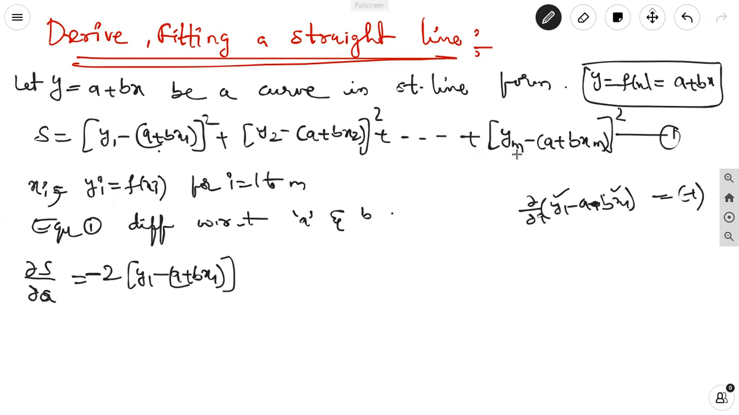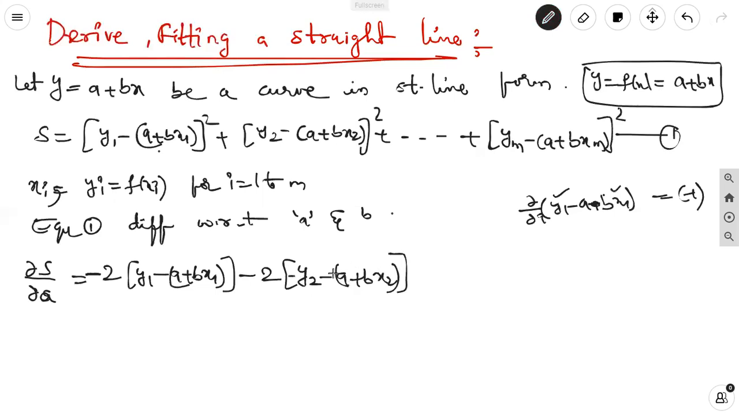In the same way, in all terms we differentiate and get minus 1. In the last term also, we get minus 1. So directly we can write minus 2 into y2 minus a plus bx2. Again, differentiation of all of these.